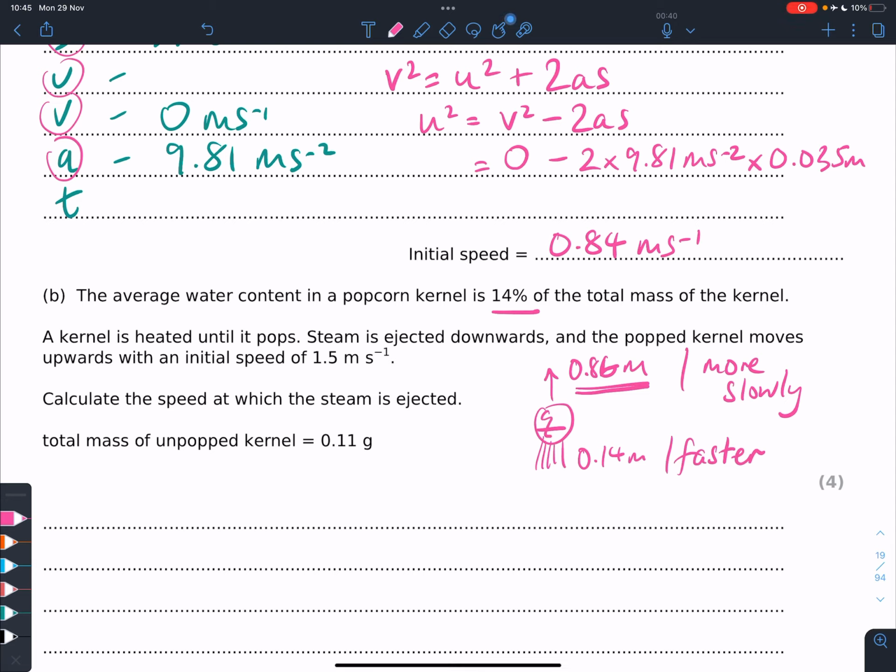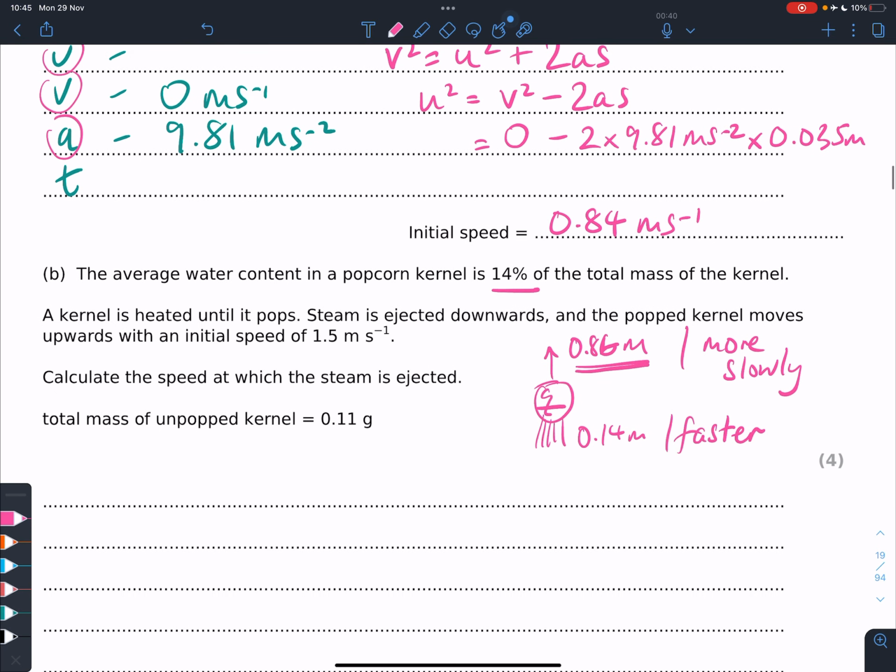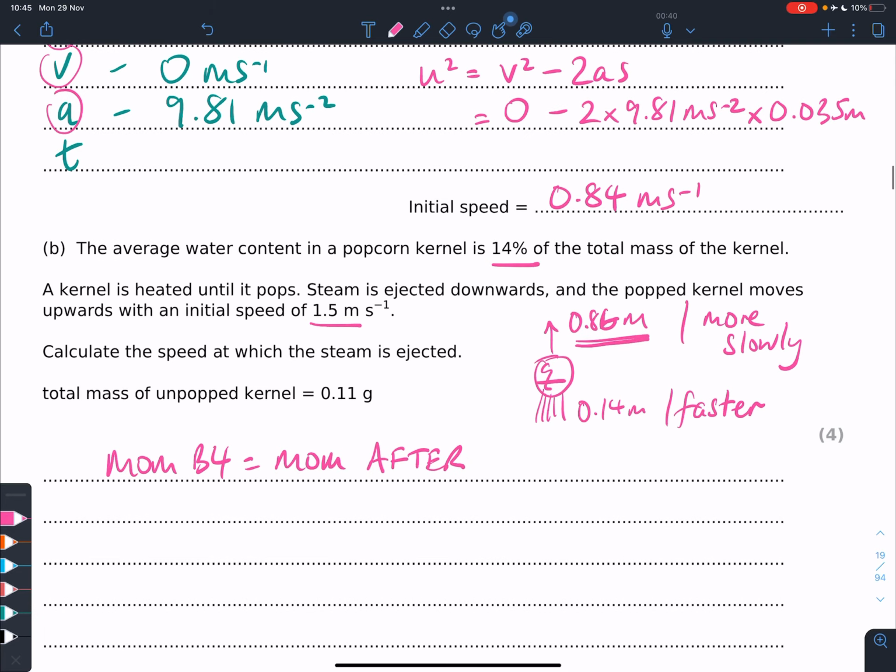A bit like a bomb. If a bomb explodes and most of the mass goes up, it's going to go more slowly than the small part which goes down. Right, so let's look at what they're telling us. Steam is ejected downwards and the popcorn kernel moves upwards at an initial speed of 1.5. So let's do momentum before equals momentum after. Now, it's not moving before, so that means the momentum after has got to be equal to 0. There's no momentum before.